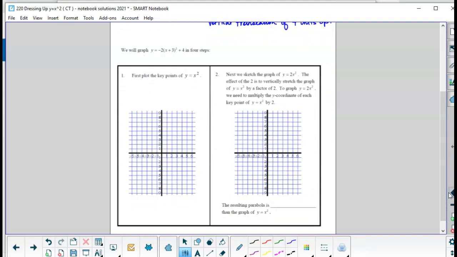So first, plot the key points of y equals x squared. So you have to memorize this. So 0, 0, 1, 1, 2, 4, 3, 9 will fit on there. And then the reflection, because remember it's symmetrical.